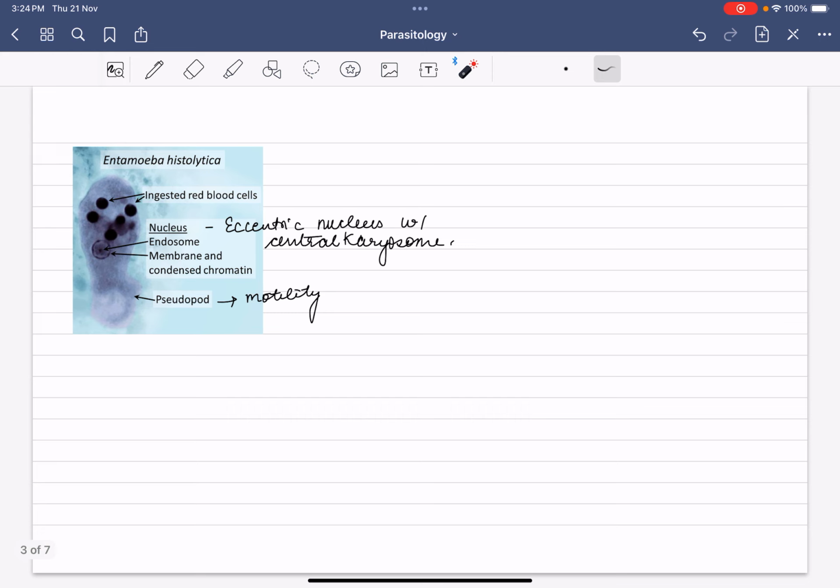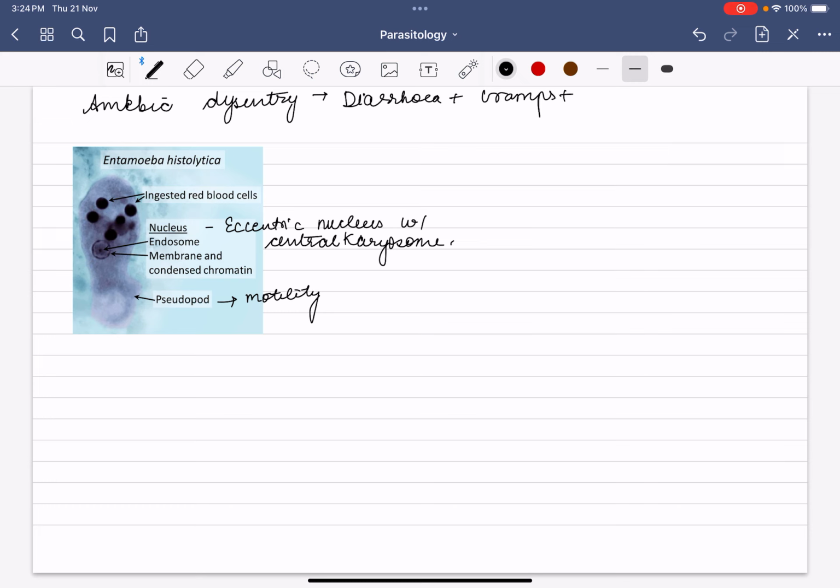Then what does it cause? It causes something called amoebic dysentery. Now what are the features of this amoebic dysentery? You will have diarrhea along with cramps plus blood and mucus in stool.